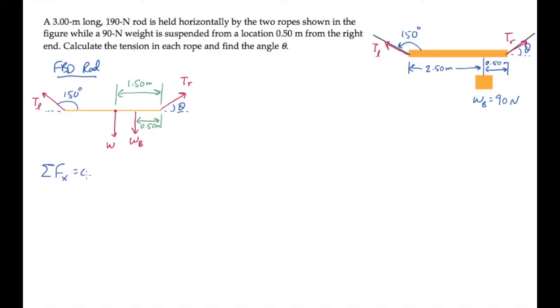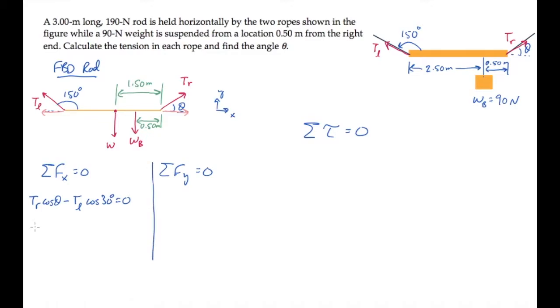Now we can write the conditions for equilibrium: forces in the horizontal and vertical summing to zero, and torques summing to zero. If we add forces in the horizontal or x direction, we see there are two, this component of the right tension minus this component of the left tension. That gives us TR cosine of theta minus TL cosine of 30 degrees. Those sum to zero. We don't know either of these tensions or the angle theta, so all we can do is write down a condition among those variables.